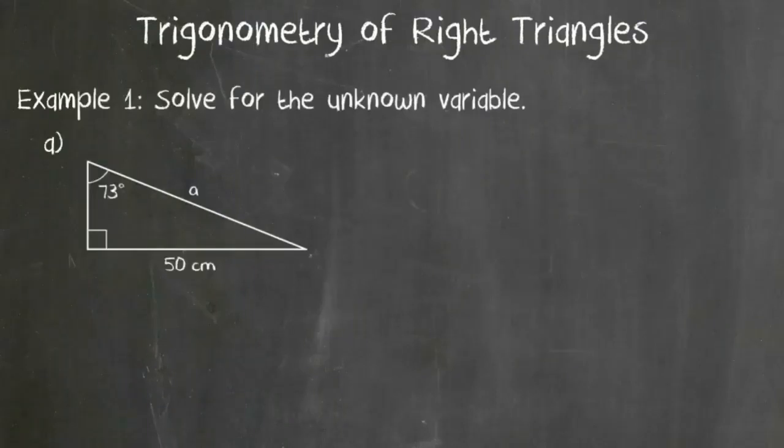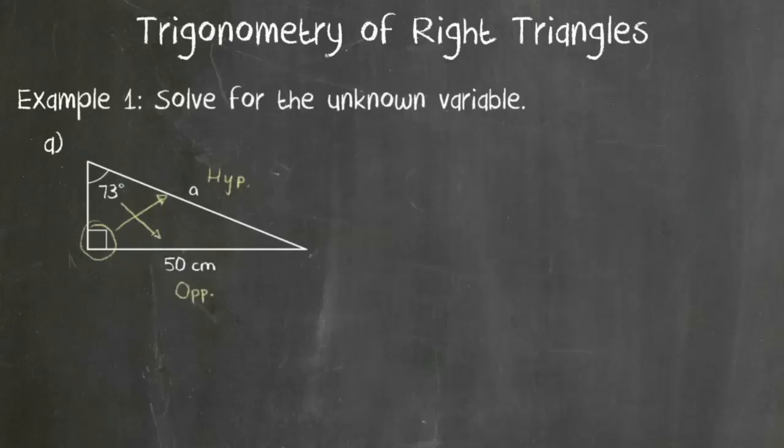Okay folks, in this first example we are looking to solve for the unknown variable. Our first step is to look for that right angle marker. That right angle is going to take us to the hypotenuse. So I know a, our unknown, is in fact the hypotenuse. We next go to our reference angle, in this case indicated by 73 degrees. We go across to the 50 centimeters, so that's going to be our opposite side.